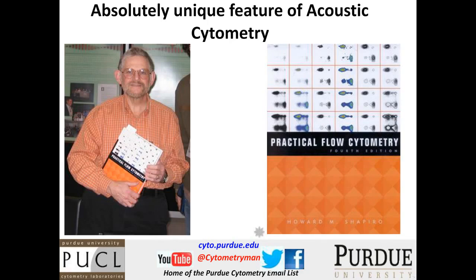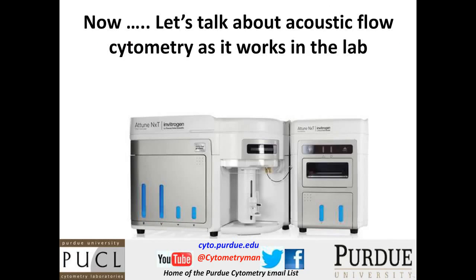But there's one thing that's quite unique about acoustic flow cytometry, and that is that it's not mentioned in Howard Shapiro's book. And so that brings me to the interesting discussion now about flow cytometry and how the Attune works, because it has this unique feature of having a different mechanism for aligning cells. And I'm going to spend a little bit of time talking about that because it's one of the most important features, I think, of this instrument.